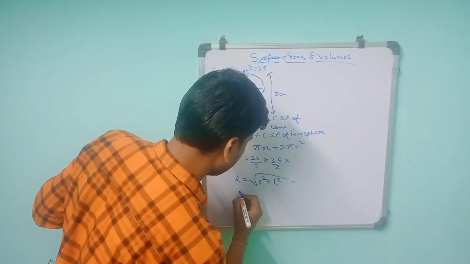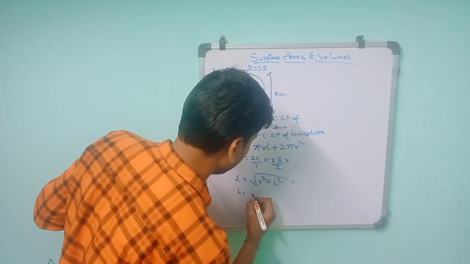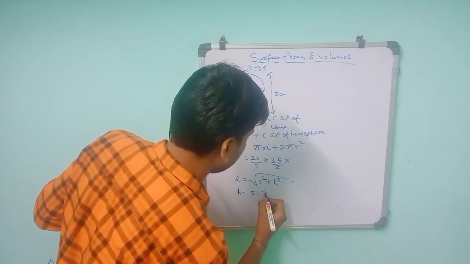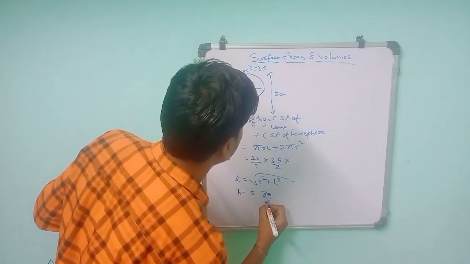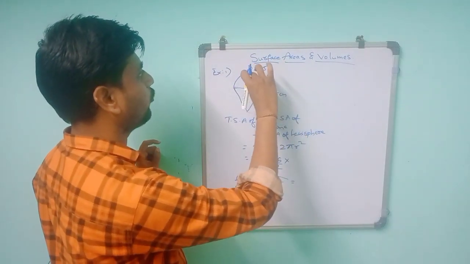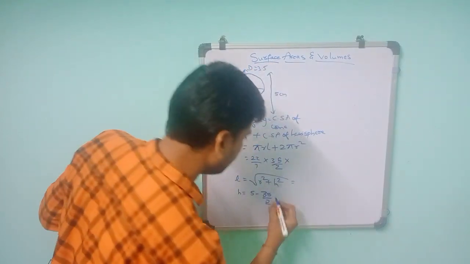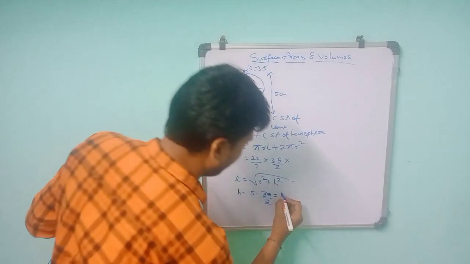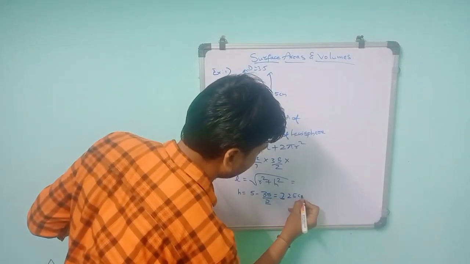So the height is equal to 5 minus 3.5 by 2, because this is the total 5 and this diameter is given. We have to take the radius, so the radius will be 3.5 by 2. This will give you 5 minus 3.5 by 2, which is 3.25 centimeter.